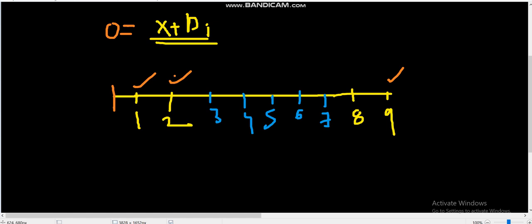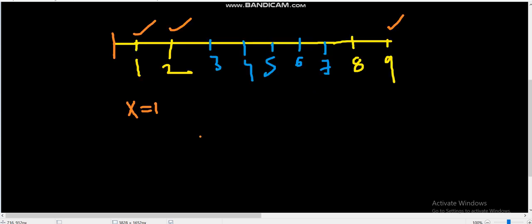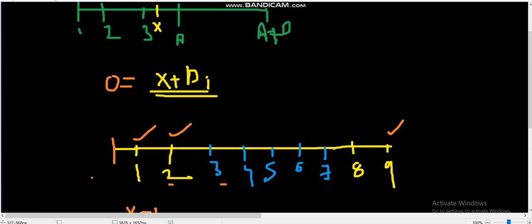Now let's consider that x equals 1. That means x plus D_i will be 2, 3 and 10. Now you can see that 2 is a holiday, but 3 and 10 are not holidays. So that's why for x equals 1, this is not possible. We have to find any one x such that all the x plus D_i's are holidays. If we can find one x, then our answer will be yes. Otherwise, our answer will be no.